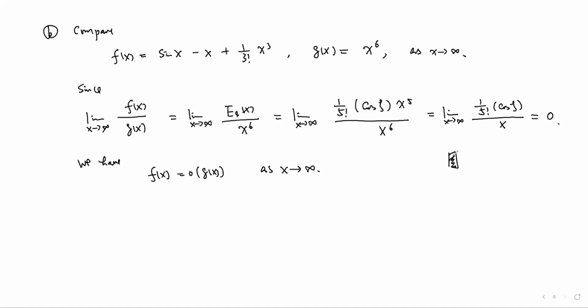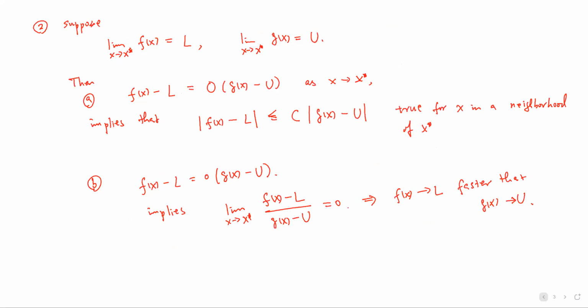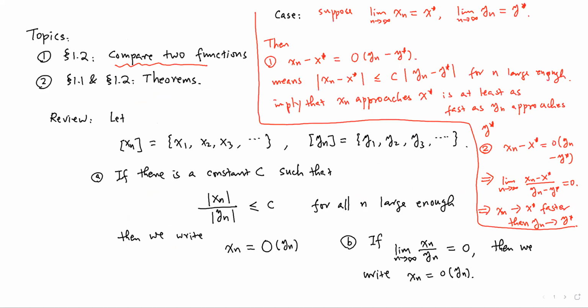Second example. This is topic 1, big O and little o notations for functions. Now, second topic. In these two sections, there are some theorems that we often use, but these theorems are all from calculus. Take a review. Topic 2.